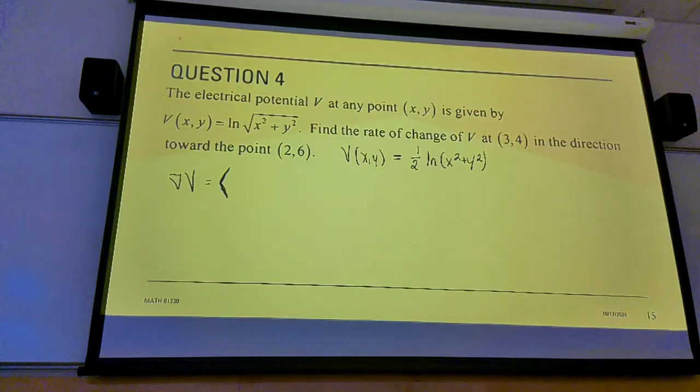One half outside, 2x over ln x squared plus y squared, ln 2y over ln x squared plus y. First off, simplify. You don't need the 1/2 and the 2's. What's the derivative of natural log of x? So why do you still have ln? Good question. Only you know the answer to that. x over x squared plus y squared, y over x squared plus y squared.